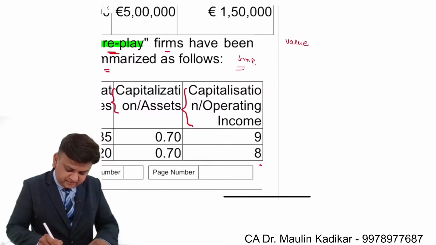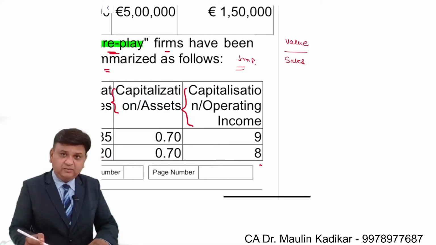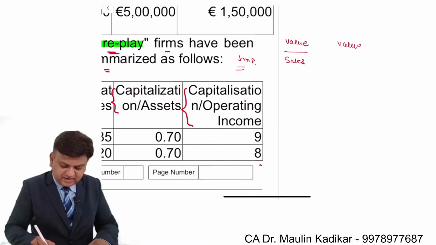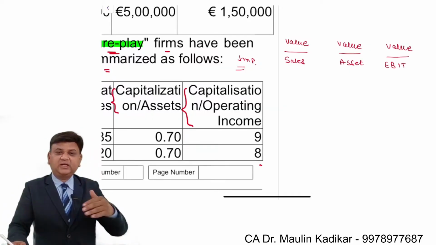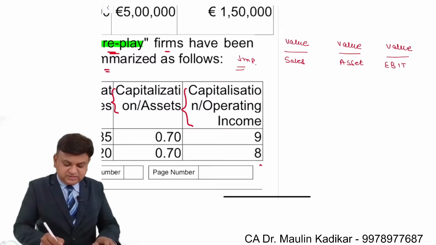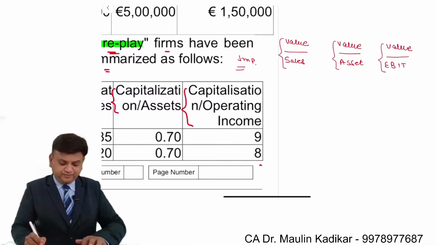What is the value of the company for every 1 rupee of the sales value? What is the value of the company for every 1 rupee of the asset value? What is the value of the company for every 1 rupee of the operating income? By doing this we have to do 3 different types of valuation: taking sales as the base, taking assets as the base, and taking operating income as the base.